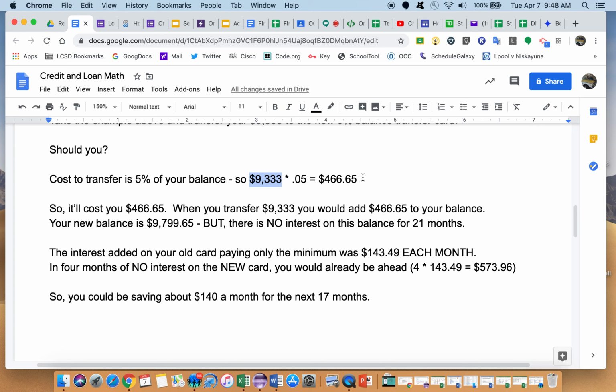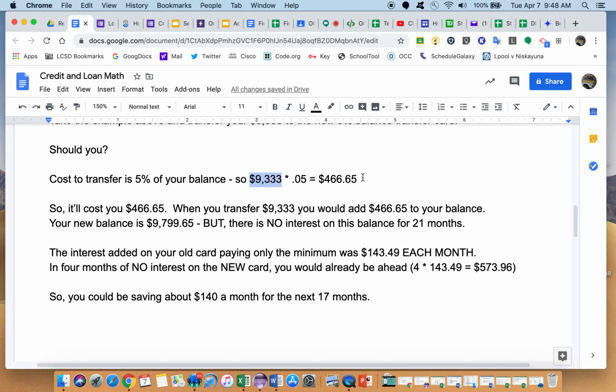Well, if you kept the old card and kept paying the minimum, they would be adding $143 about. It would be a little less every month, but 143, 141, 139. Let's just use 143. They would be adding that amount every month in interest. So basically, in 4 months of not getting charged interest on the new card, you would actually be ahead. Right? Because in 4 months on the old card, you would have added about $573 in interest.